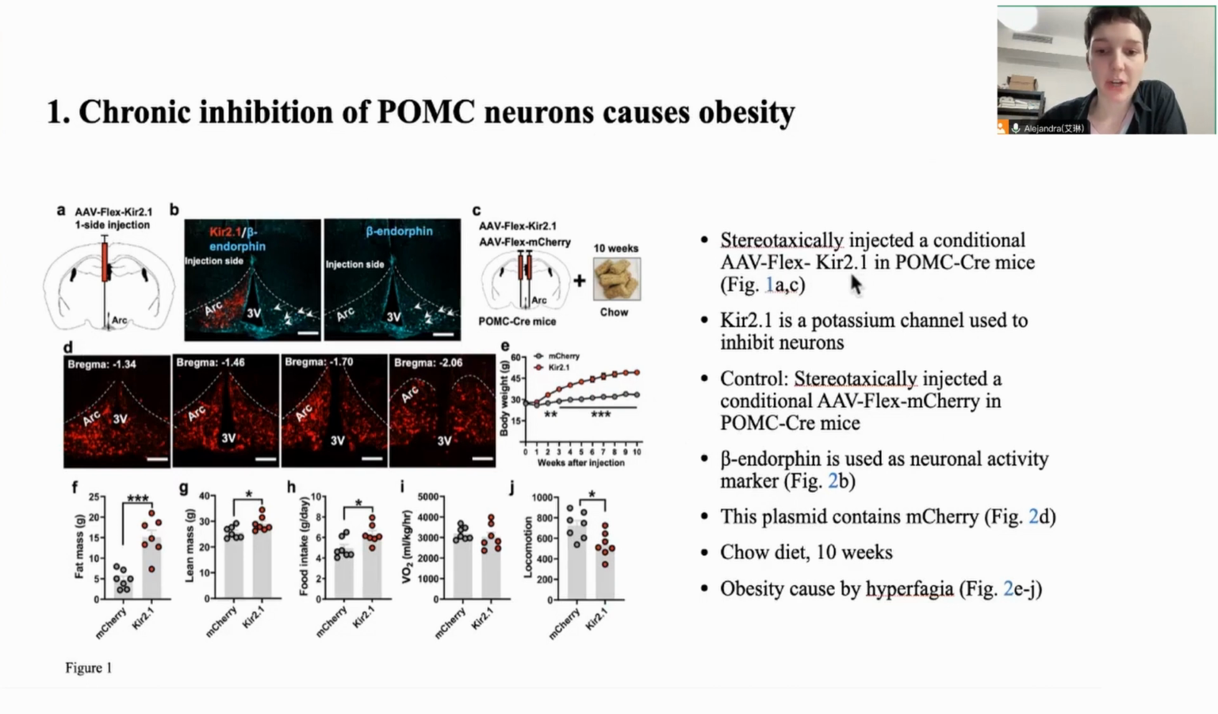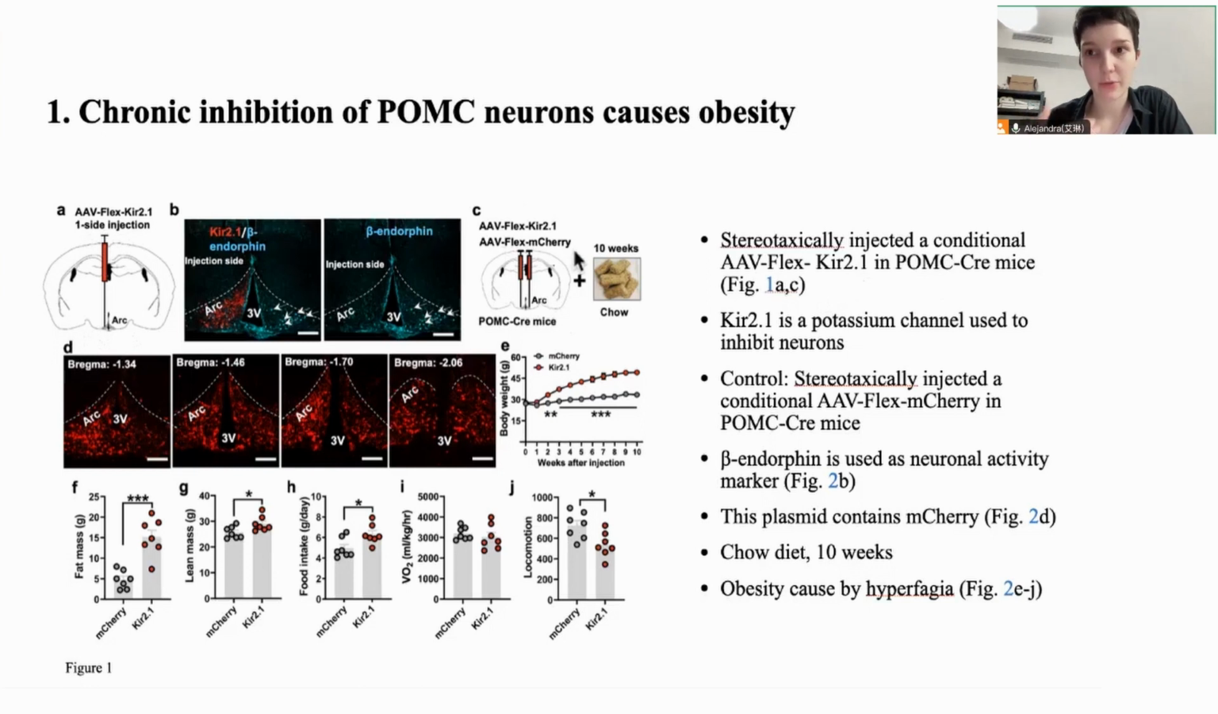Kir2.1 is a potassium channel used to inhibit neurons, as overexpression of this channel will hyperpolarize cells. So first, they inject one side of the arcuate nucleus to verify that the plasmid containing Kir2.1 can reduce neuronal activity. After, to study the phenotype, they will inject both sides of the arcuate nucleus. They will inject the vector with the Kir2.1, and then for the control group, they will inject only mCherry.